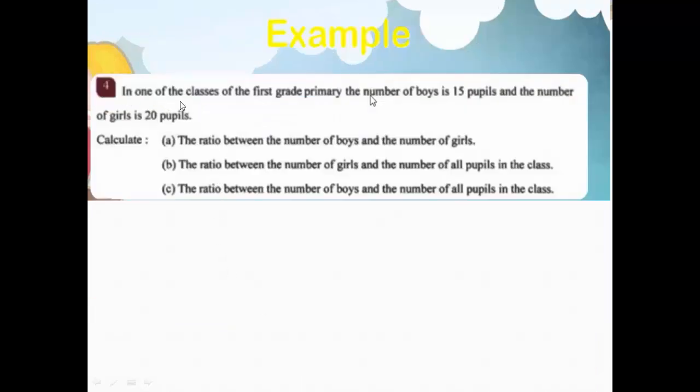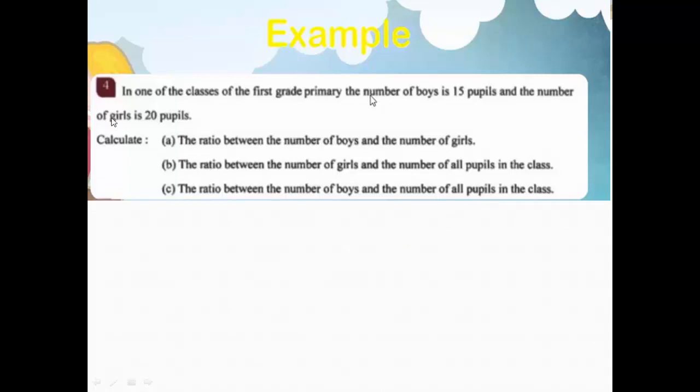In one class of first grade primary, the number of boys is 15 pupils and the number of girls is 20 pupils. A. Calculate the ratio between the number of boys and the number of girls. B. The ratio between the number of girls and the number of all people in the class. C. The ratio between the number of boys and the number of all people in the class.